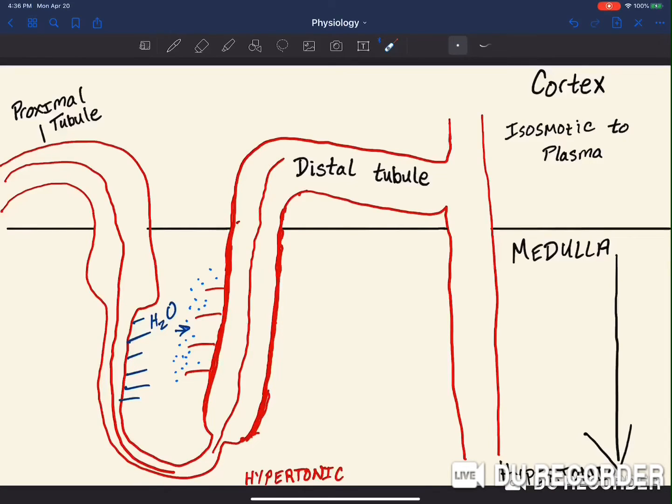But it also reaches a point where it's isoosmotic between the loop of Henle and the medulla. Okay, so at this point, no more fluid is leaving the loop of Henle. Okay.